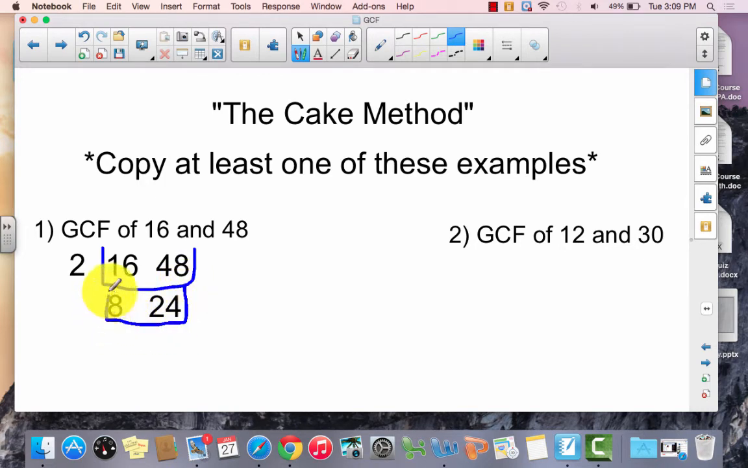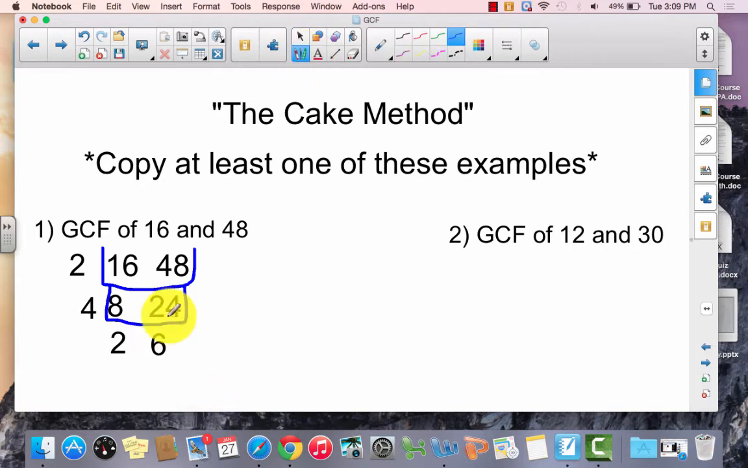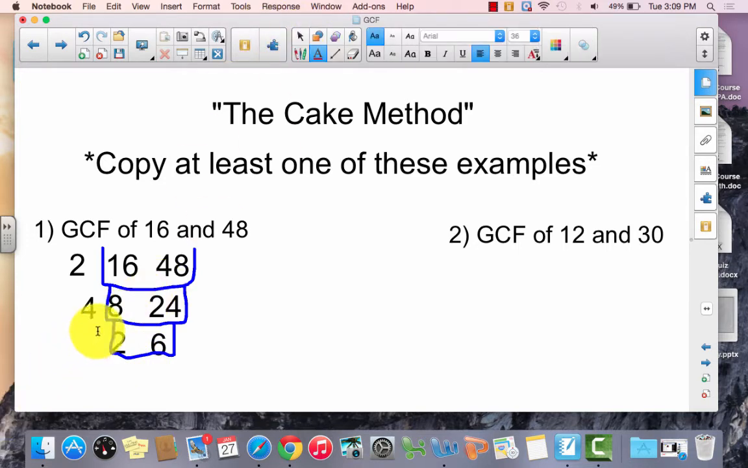Now I'm looking at 8 and 24, and I want to figure out another number that goes into both of those evenly, and 4 jumps into mind. So I divide 8 by 4, that gets me 2. 24 divided by 4 gives me 6. And I'll add another layer to my cake. 2 and 6 can both be divided by 2, so I put a 2 on the side. 2 divided by 2 leaves me with 1, and 6 divided by 2 leaves me with 3.